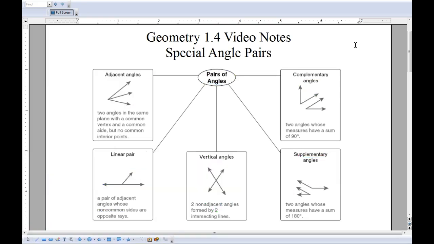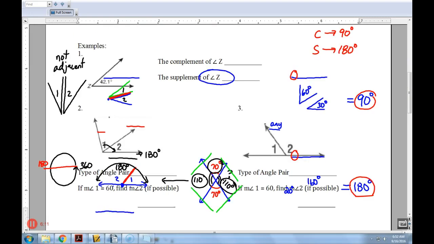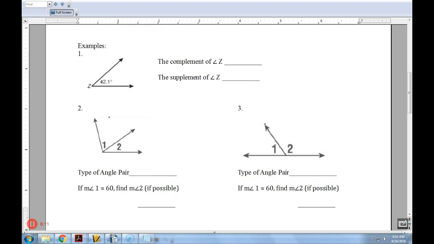All right, moving on down. We get into some examples here, just naming complements and naming special pairs. So example 1, find the complement of angle Z. So here's the vertex, angle Z, and this angle is 42.1 degrees. So remember, the complement, I have to find another angle that adds up to 90 degrees. Now I normally wouldn't write it out like this, but since it's the first time, I'm going to write it this way. Some angle plus 42.1 has to equal 90 degrees.